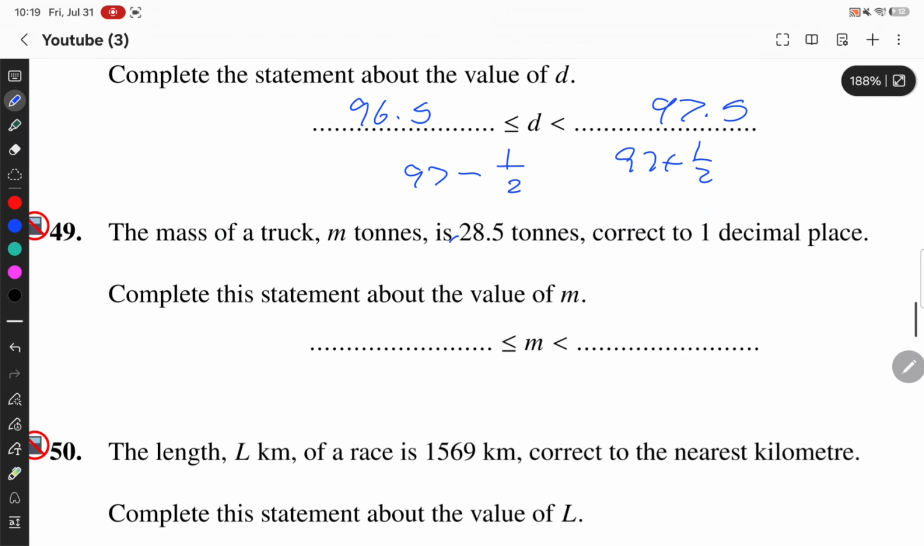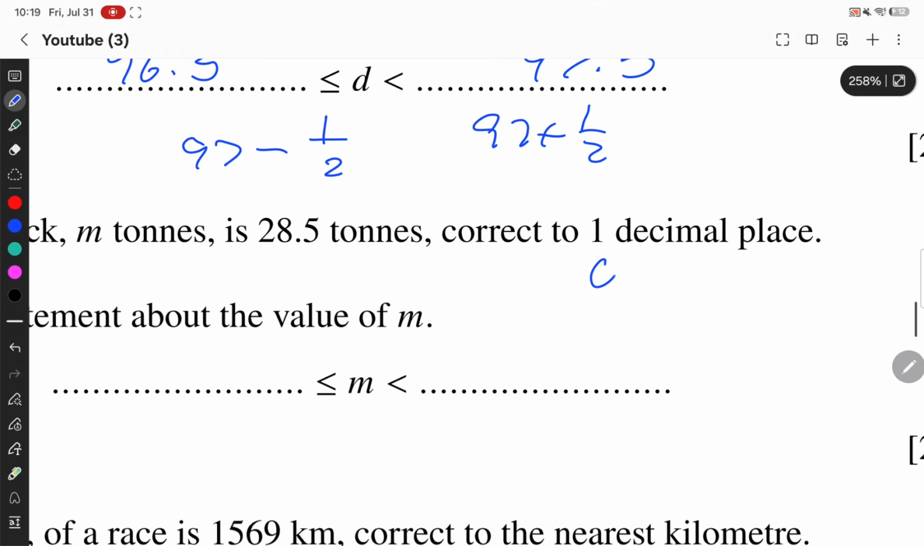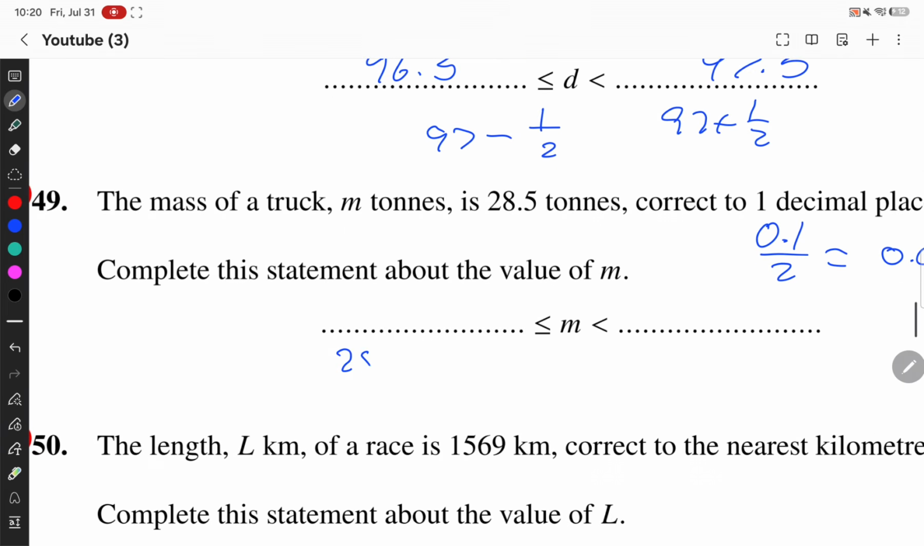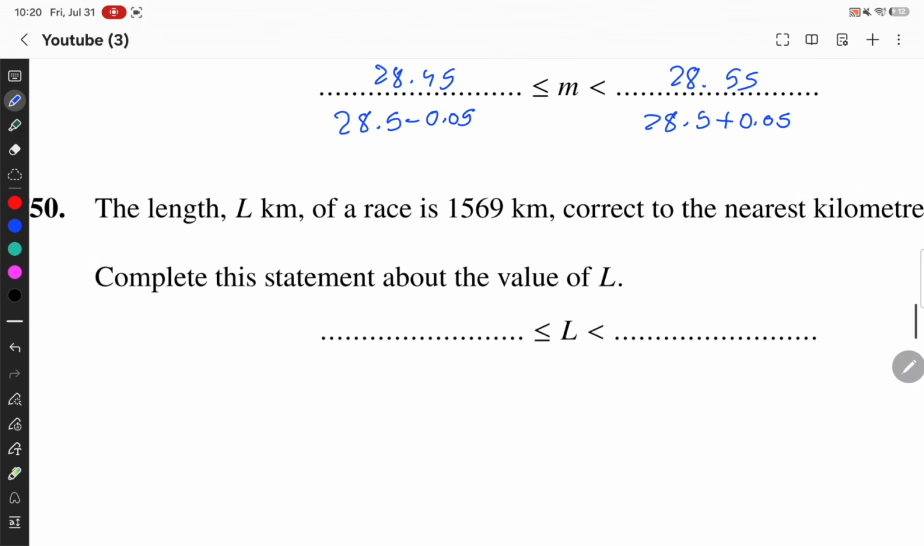Very easy. 28.5 tons, correct to one decimal place. This is our accuracy. One over 2 is equal to 0.05, so our accuracy is 0.05. 28.5 minus 0.05, we get 28.45, and 28.5 plus 0.05 gives 28.55. Recheck your answers with a calculator if you're doing it without one. See, I almost messed up.